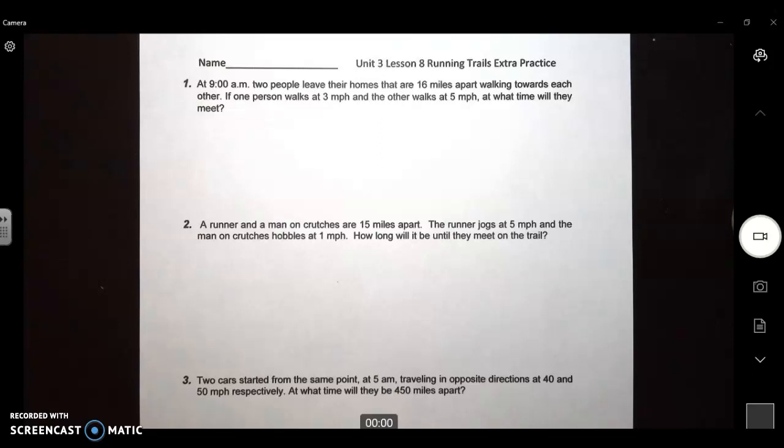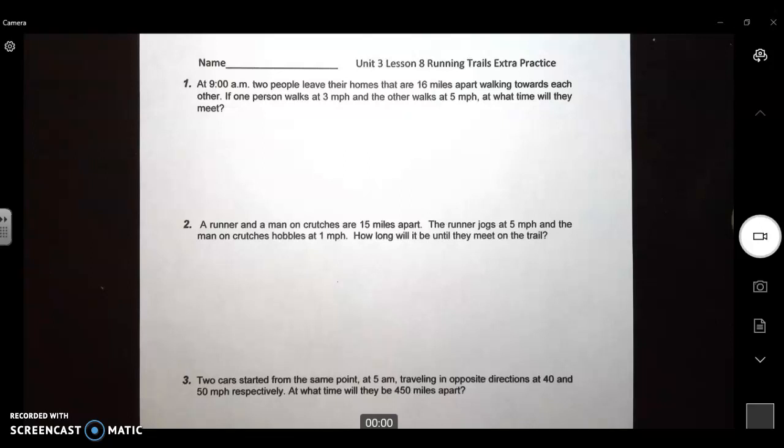Hi, everybody. We are working on Unit 3, Lesson 8, Running Trails Extra Practice Problems. I really want to make sure you do well on these problems so that you will do well on the test. So let's work through some of these together.